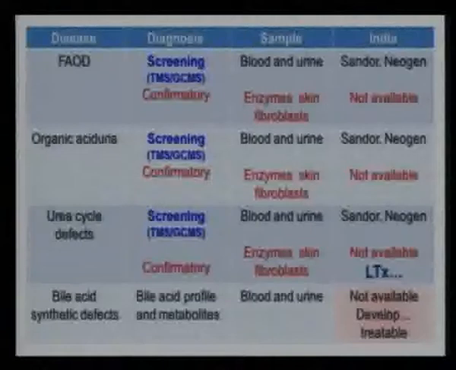Urea cycle defects, screening, blood and urine available. Confirmation enzymes, skin fibroblasts, not available. But at times you may be caught. You may be caught. The testing is wrong, screening is wrong, confirmation is not there. You have done a transplant and something has happened.